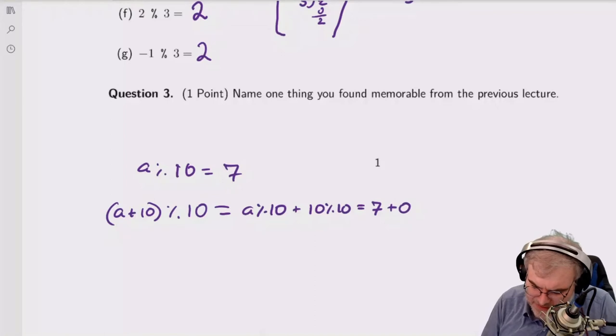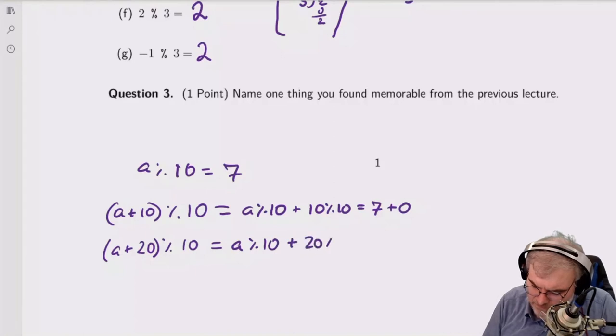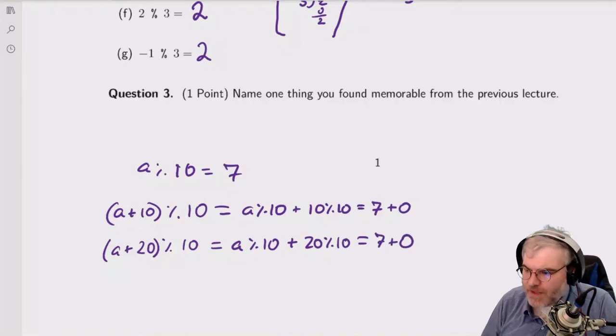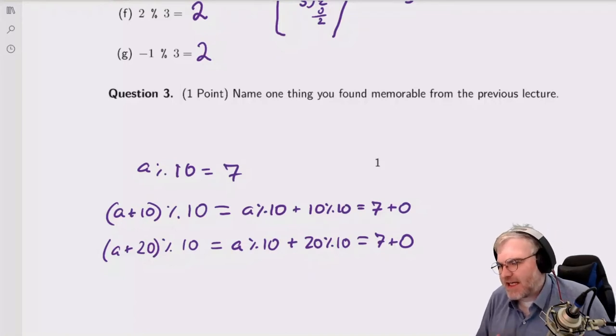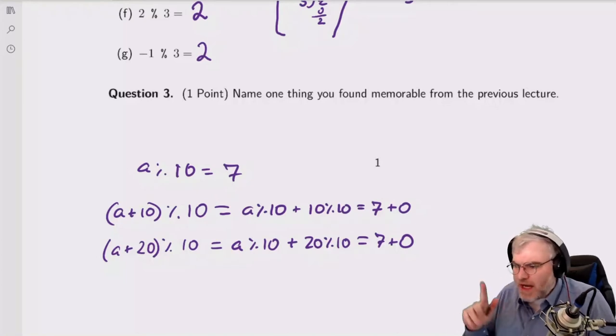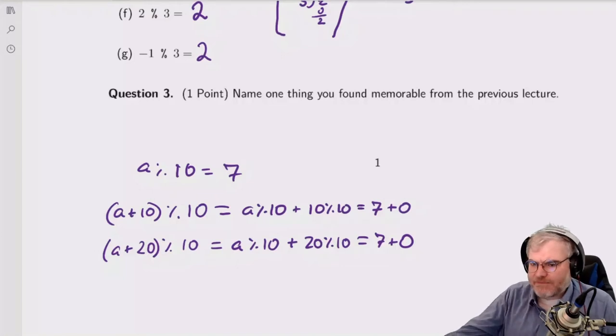And likewise, I do the exact same thing if I keep adding 10. I'm going to wind up with the same thing. The remainder stays the same. I've just added the modulo in, right? Again and again and again. So my quotient changes, but my remainder remains the same. So how do we feel about that idea, 1 to 5?